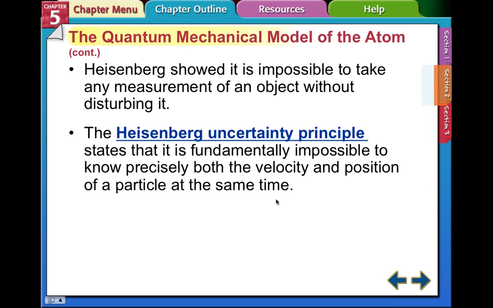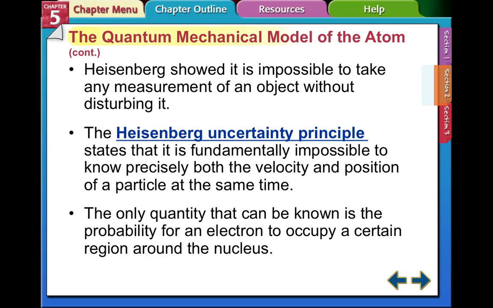So then Heisenberg came in, and he showed that it is impossible to find an electron and know exactly where it is, because by that time it's moved to a different spot. We call this the Heisenberg uncertainty principle. It states that it is fundamentally impossible to know precisely both the velocity and the position of a particle at the same time. In the next slide, I'll explain that too. Only the quantities can be known in the probability for an electron to occupy a certain region around the nucleus.